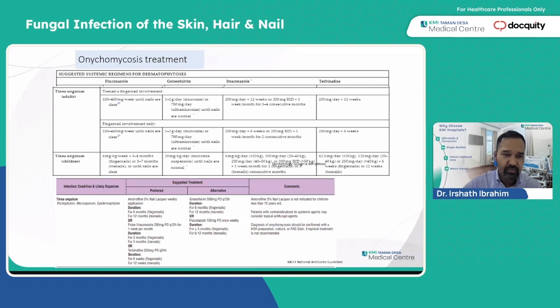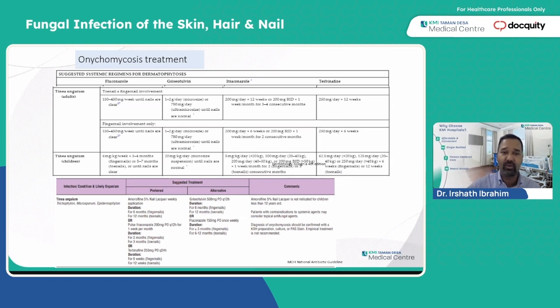So pulse itraconazole, one week per month, is the preferred choice. You can also give other topicals, like amorolfine 5% nail lacquer, once or twice a week. You can give it for up to 6 months for fingernails and 12 months for toenails. So please take a picture of this and use it as a reference.